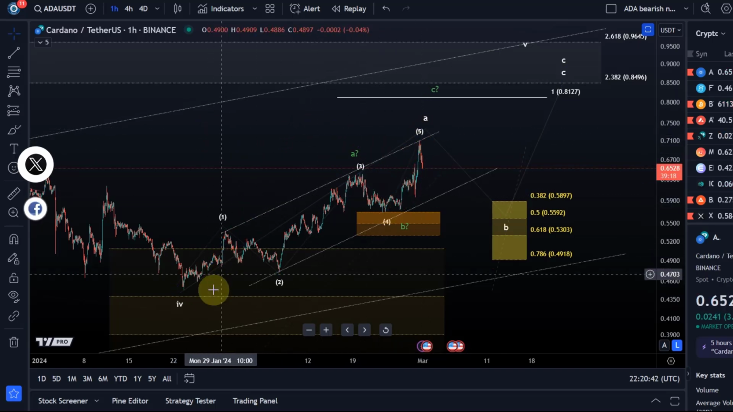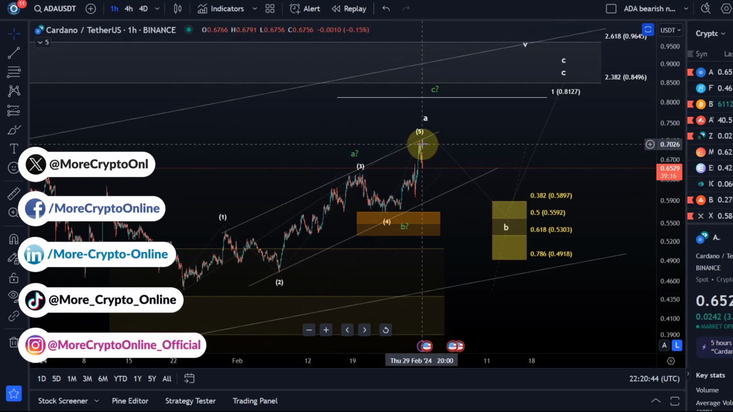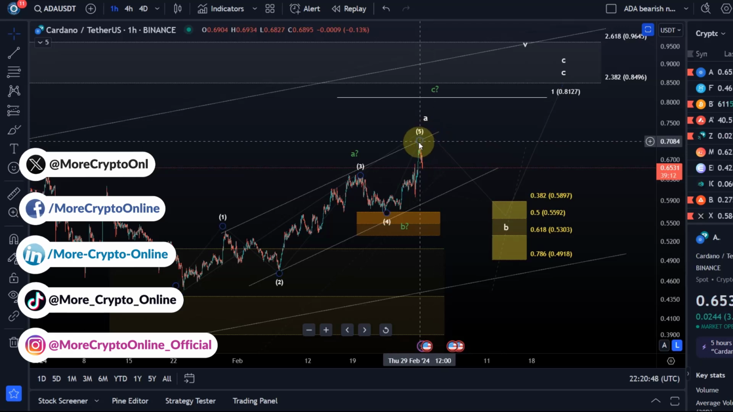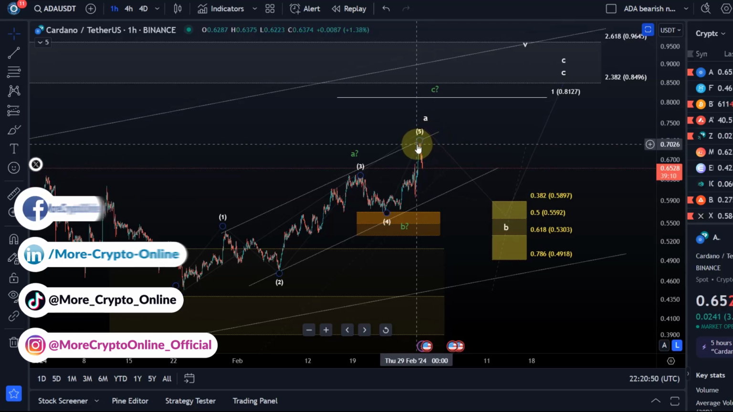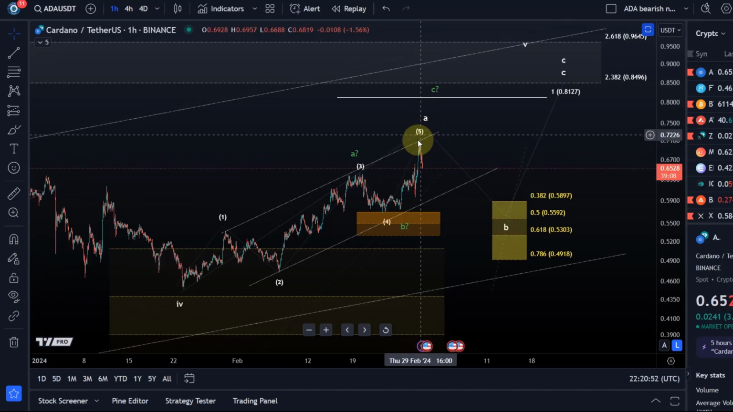So ADA has formed 5 waves up. As mentioned already in the last video, we've reached the top of the trend channel. Ideal place for a top. Let's see if it's now topped. I mean, it seems like a top of sorts has formed.